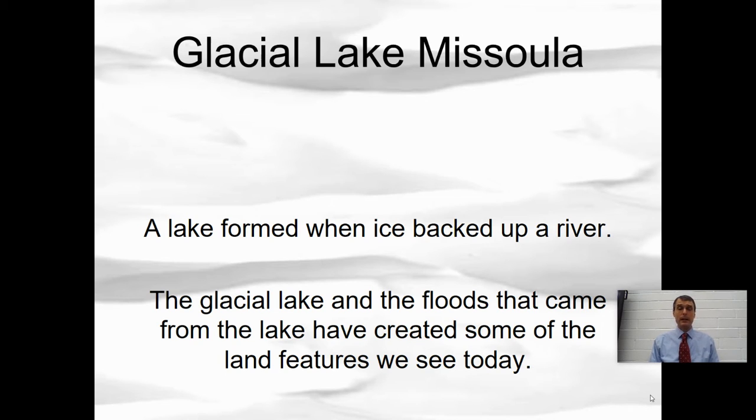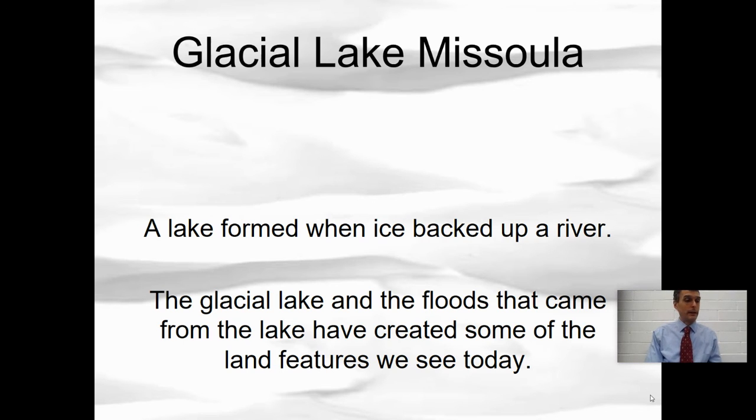Anyway, this is a lake that was formed when ice blocked a river. And this glacial lake itself and the floods that it caused formed some of the land features that we see in the Mission Valley today. So let's talk about what that is and what some of those features are.